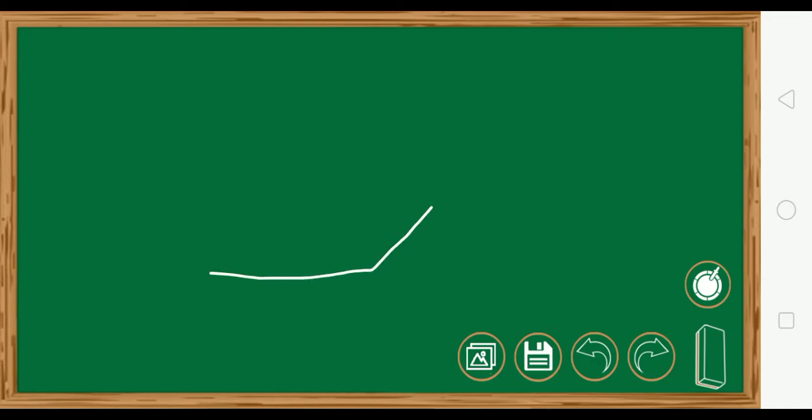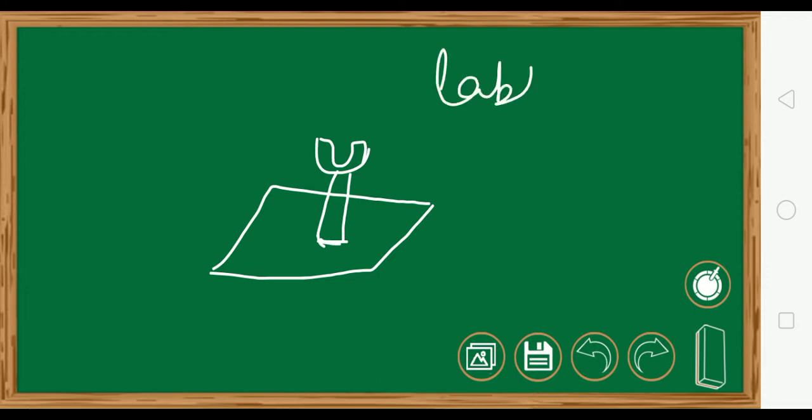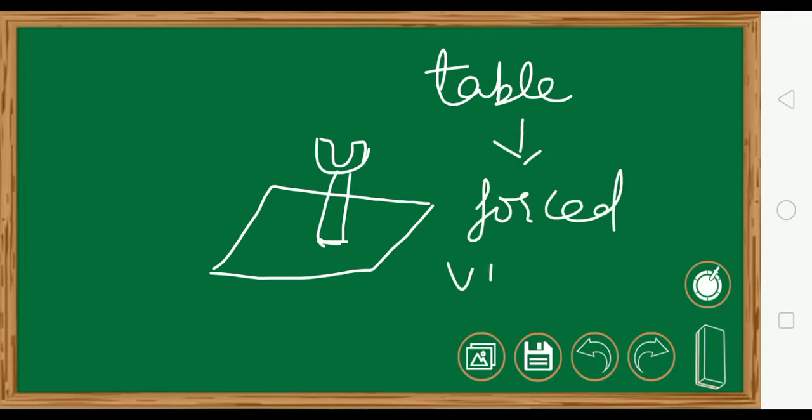Okay. So we were saying that there is a table, and on the table we are placing a tuning fork which is already vibrating. This is a vibrating tuning fork. So when we touch it, the table also starts vibrating. So the table gets forced vibration. The vibration of the table is known as forced vibration.